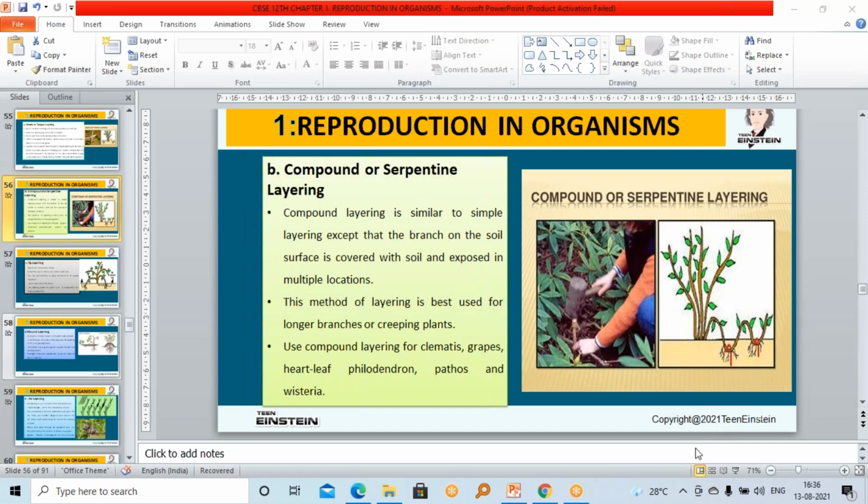And the examples are Wisteria and Philodendron. Heartleaf Philodendron, not the normal one, heartleaf Philodendron. Then Wisteria, these are the examples. Hope it's clear. The next method of layering is tip layering.